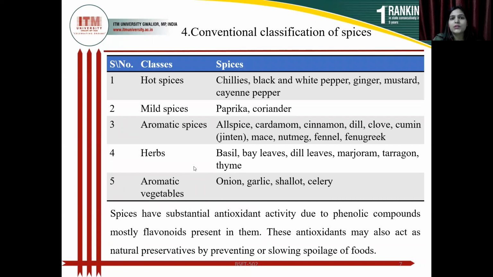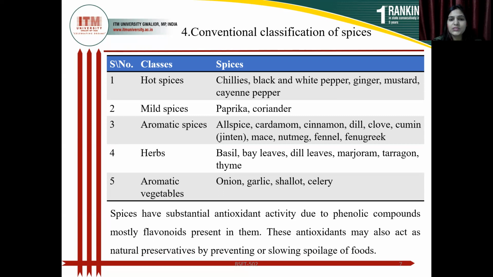Here, the conventional classification of spices, according to their nature. Hot spices are chilies, black and white pepper, ginger, mustard, and cayenne pepper. Mild spices are paprika and coriander. Aromatic spices are allspice, cardamom, cinnamon, dill, clove, cumin, nutmeg, fennel, and fenugreek. These are the aromatic spices.